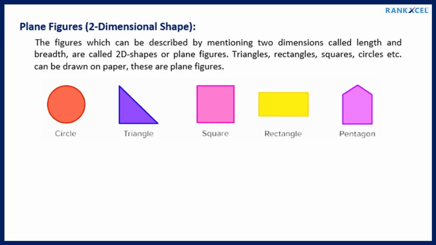Plane figures, two-dimensional shapes. The figures which can be described by mentioning two dimensions called length and breadth are called 2D shapes or plane figures. Triangles, rectangles, squares, circles, etc. can be drawn on paper. These are plane figures.